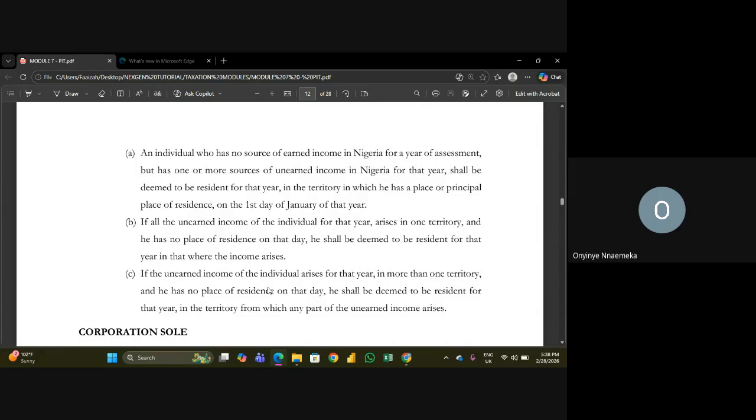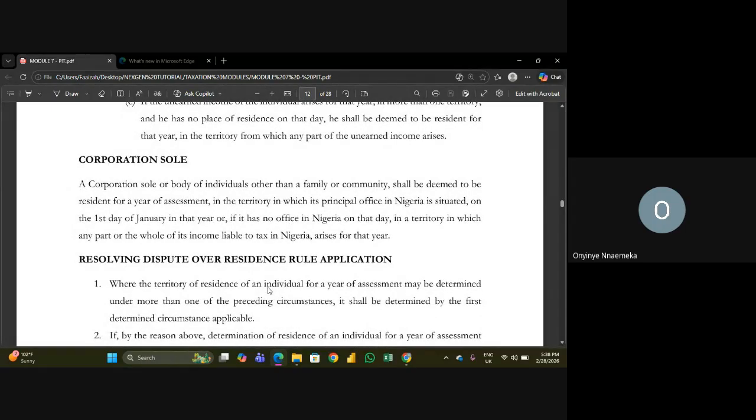But if they arise from more than one territory, one is coming from Lagos, one is coming from Abuja, others are coming from, let's say, in fact, it could be from abroad, and he also has no place of residence on the 1st of January, then he is deemed to be resident for that year in any part of the territory. Like you can choose any part of the territory in which any of those incomes arises.